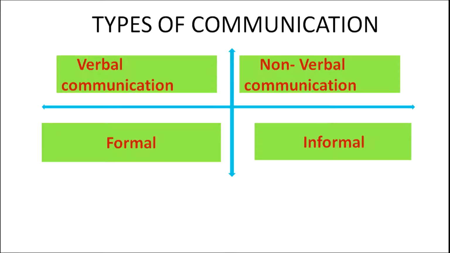But we must also know that there are different types of communication. Basically, communication can be divided into 4 types. Number 1, verbal communication. Number 2, non-verbal communication. Number 3, formal communication. And number 4, informal communication. Let us discuss about it one by one.